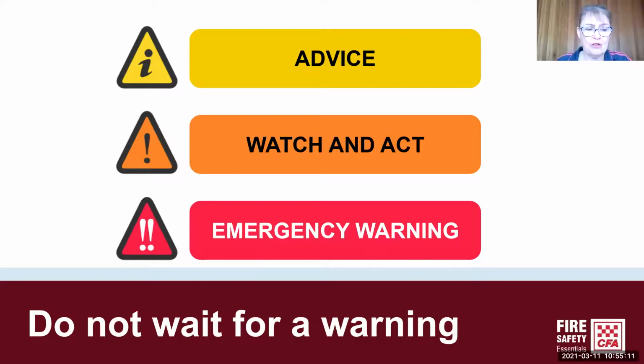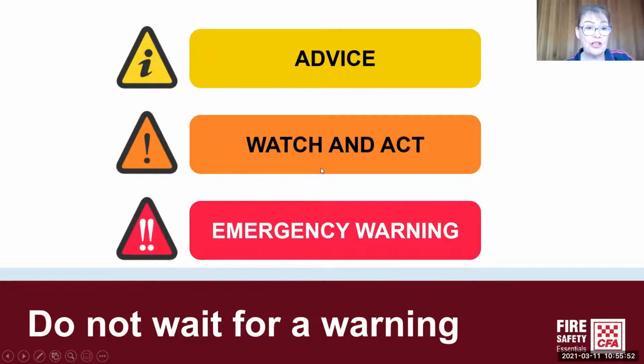Now, you'll notice at the bottom of the slide, it says, do not wait for a warning. So the information about the event goes on in real time. As soon as that 000 call is logged, the Vic Emergency app has it showing, but there may be a delay in posting the emergency warnings, the advice, watch and act or emergency, because the incident control centre needs to be set up and then people need to write those and have them approved. So there's a bit of a delay in that being posted. So don't wait for a warning.